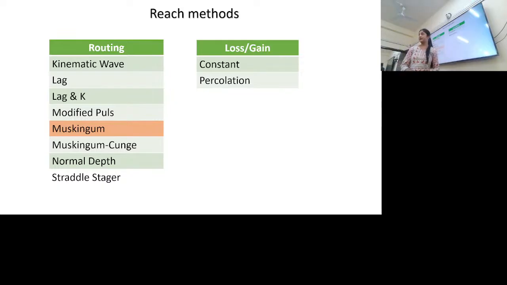Then there are reach methods. What is done in the reach? The routing operation is done in the reaches, that is, the streams. So these are the different methods, and we will be focusing on the Muskingum method.